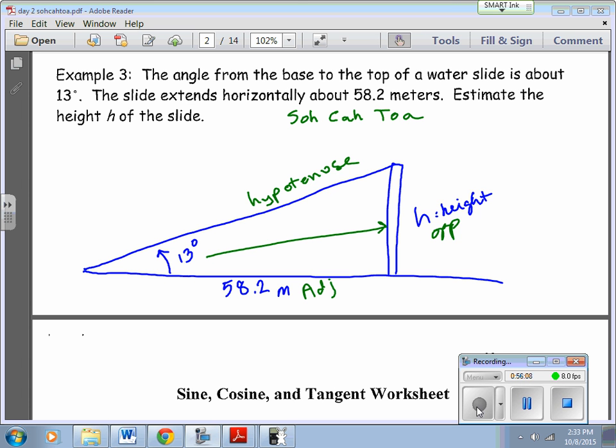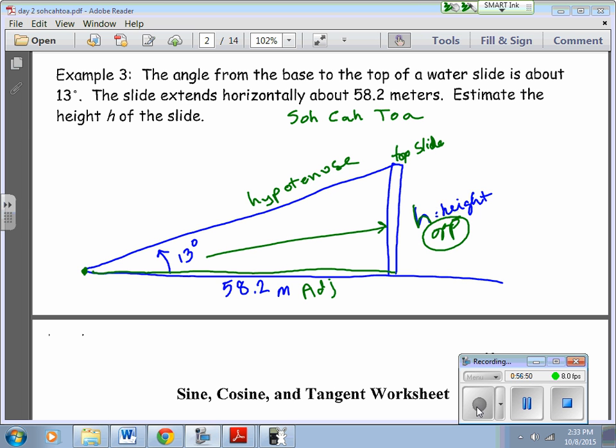It says the angle from the base to the top. Angle of the base to the top. Here's the top of the water slide. Top of slide. And here's the angle from the base, is 13 degrees. That's an angle of elevation. The slide extends horizontally. That was the side that was adjacent to the angle. That's this side right here. Okay. Estimate the height. Height is the side that's opposite.